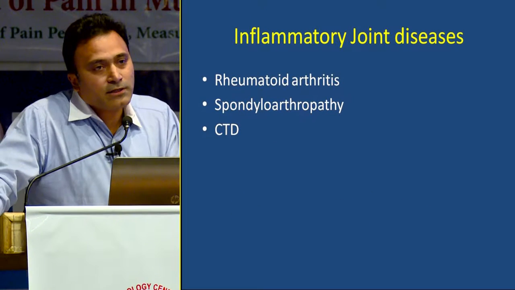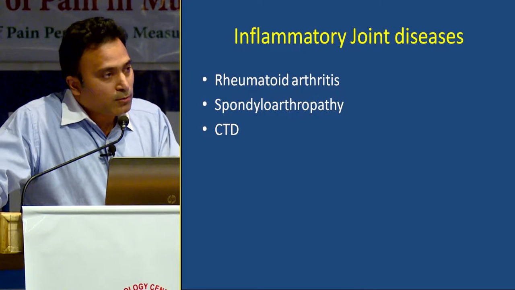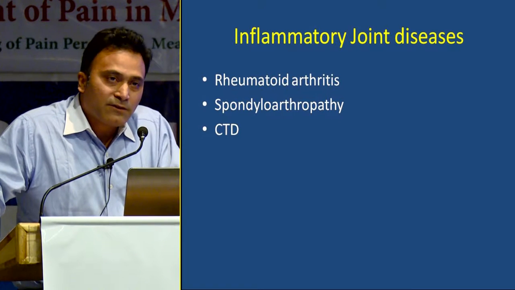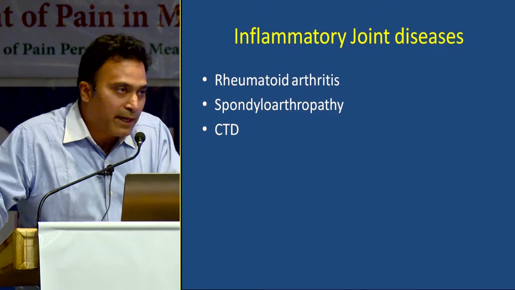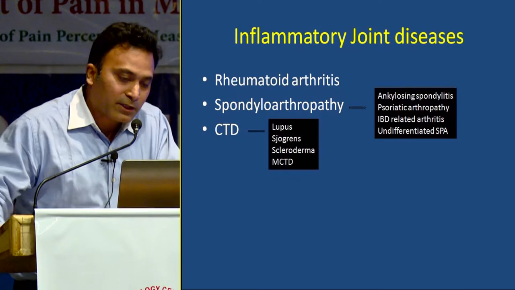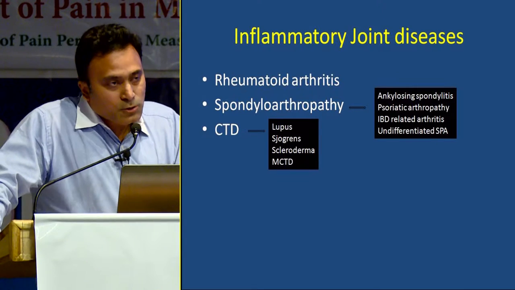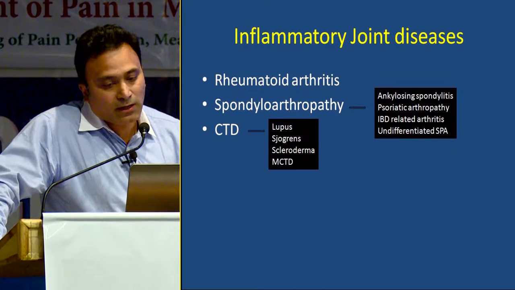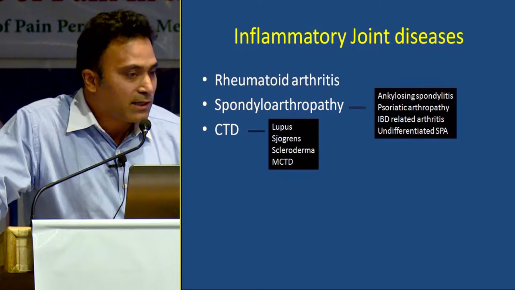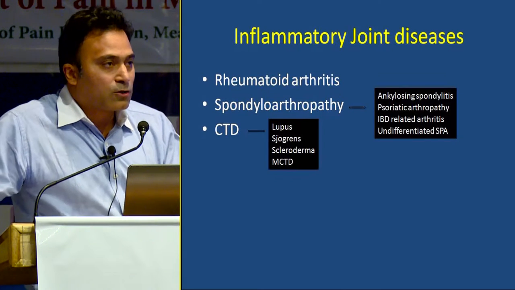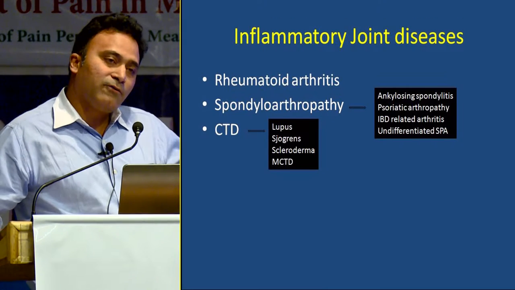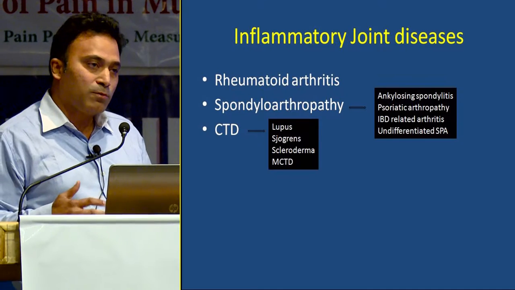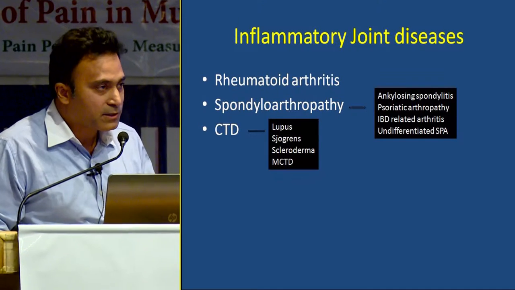If you look at the inflammatory joint diseases, the most common things which we come across are rheumatoid arthritis, spondyloarthropathy, and certain connective tissue diseases where pain is a very important problematic issue. Spondyloarthropathy as a group has lots of conditions. They include ankylosing spondylitis, psoriatic arthritis, IBD related arthritis, and undifferentiated spondyloarthropathy. One version is that if you club all these diseases together, their number could be more than rheumatoid arthritis patients.